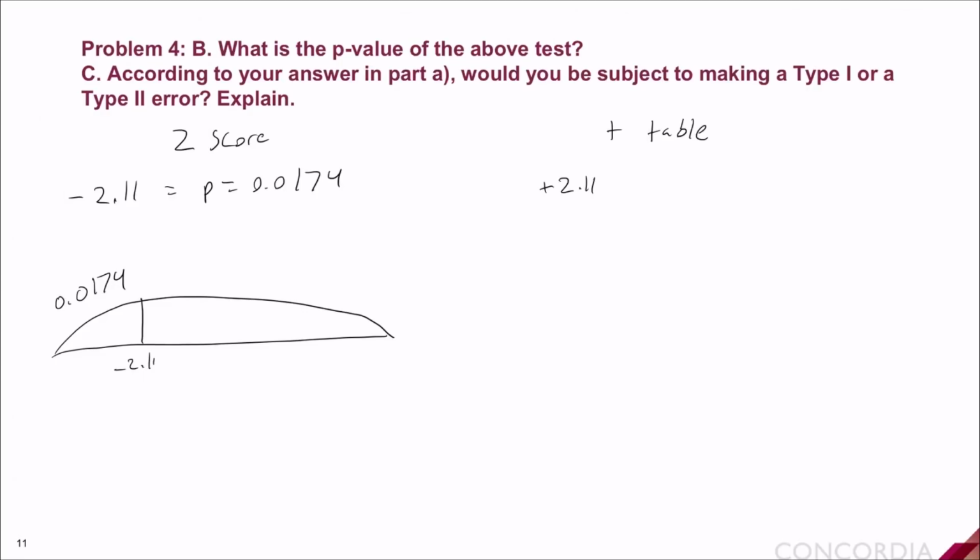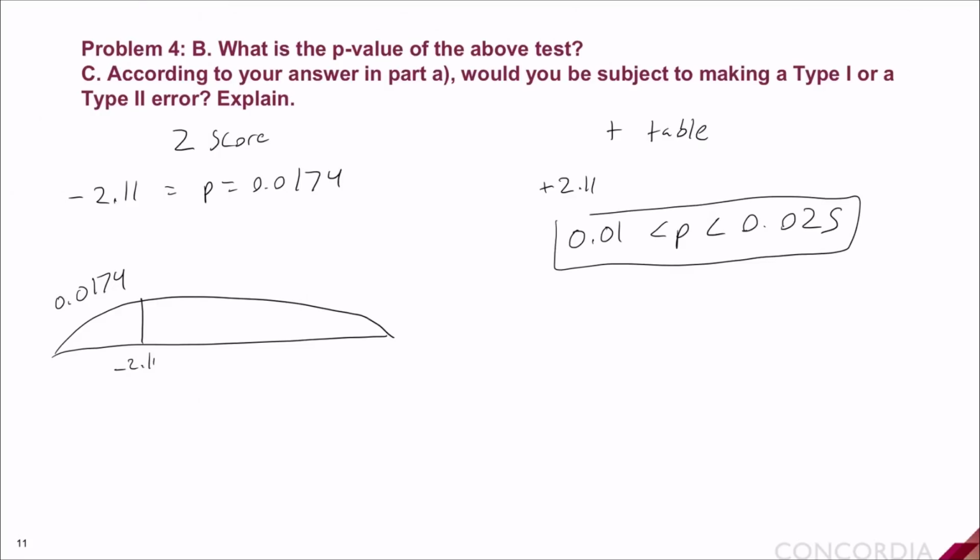Now, for the t-table method, you'd have to look up the same point, negative 2.11, or positive 2.11, since a t-table doesn't have a negative side. And with the differences with a t-table, it wouldn't give you an exact answer, it would give you a range. And it would give you a value in between 0.01 and 0.025. And in both cases, t-table, this would be your p-value, and with the z-score, this would be your p-value.